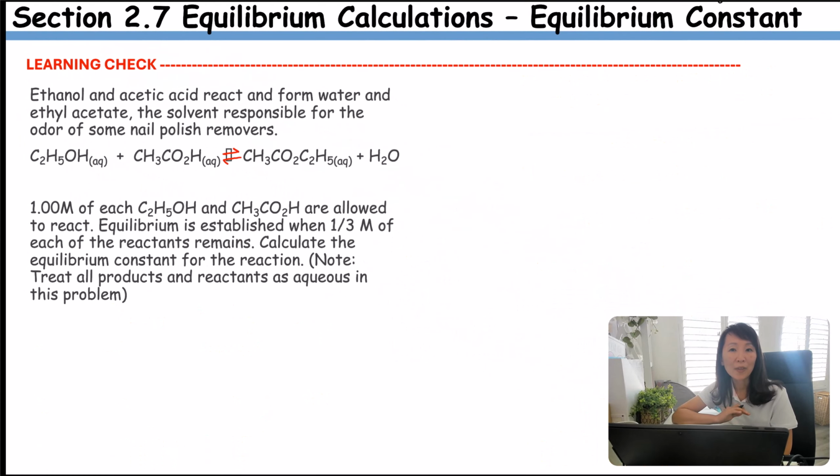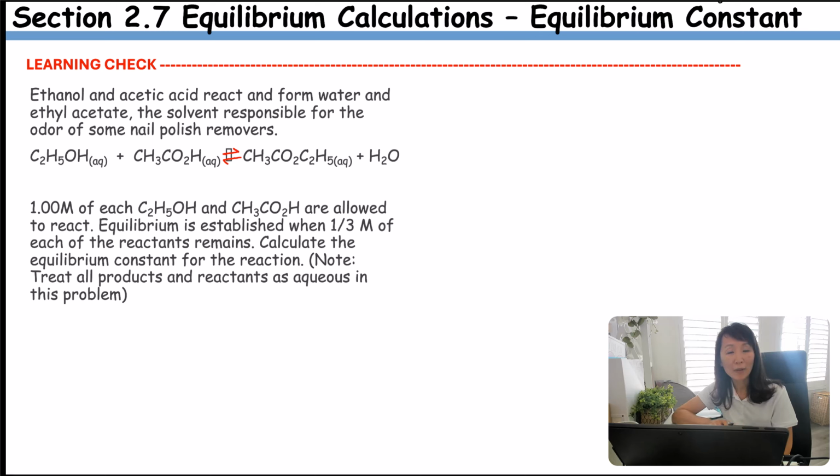I hope that you're able to understand the problem and try the ICE table in this particular learning check. Try to attempt it and come back and see how I solve the problem. And then we can move on forward to the next example.